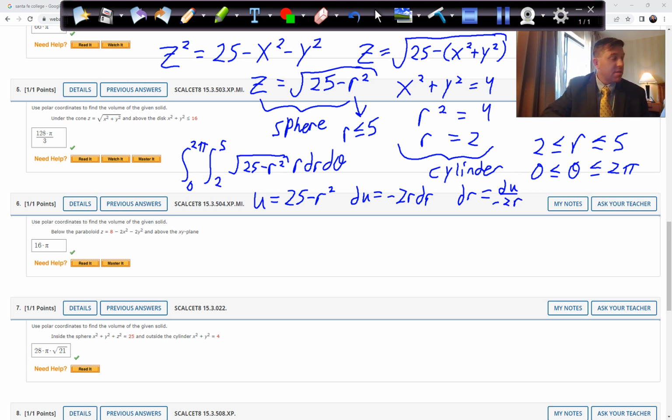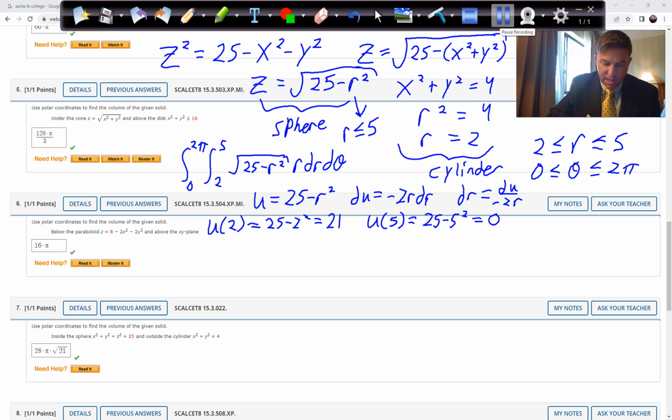And I am going to change the limits of integration here. So if we plug in the lower limit of 2 into this u function, we'll get 25 minus 2 squared, which is 25 minus 4, which is 21. And u of 5 is going to be 25 minus 5 squared, which is 25 minus 25, which is 0. Okay, so we change these limits, 0 to 2 pi, 21 to 0. Be careful here. It actually goes from a bigger number to a smaller number, which can happen. It's fine.